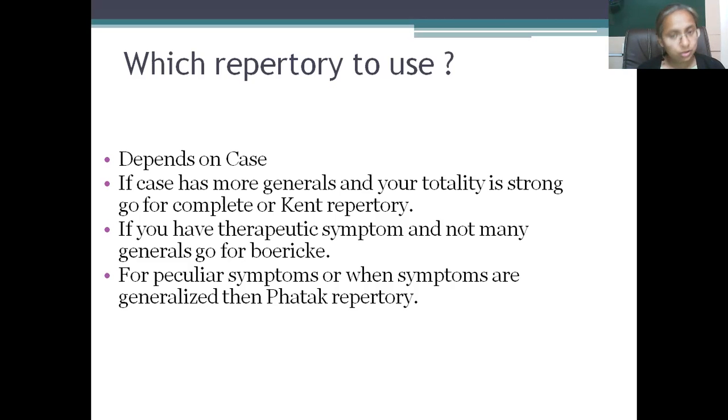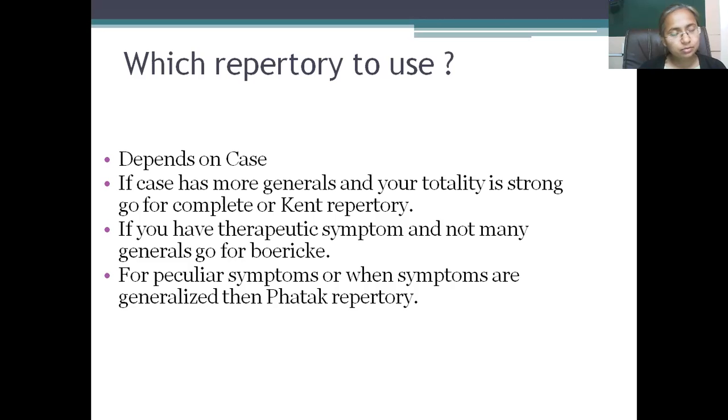If the case has more generals and your totality is very strong, I would suggest you go for a bigger repertory like Kent's repertory or Complete Repertory or Synthesis Repertory. So if you have a complete case, your totality is very strong, you have to use a vast repertory. Okay, and that would be like Complete or Kent. For me, it would be Complete, because Complete is just like an extended version of Kent's repertory.